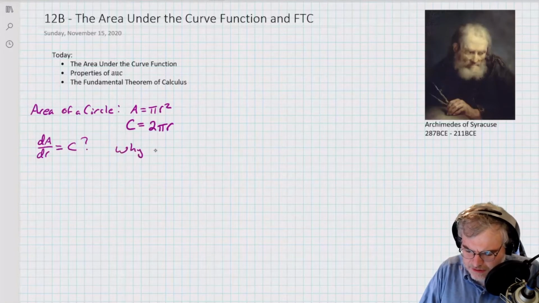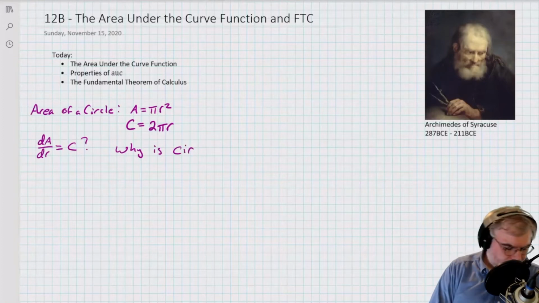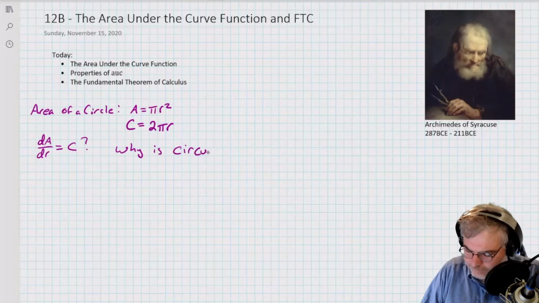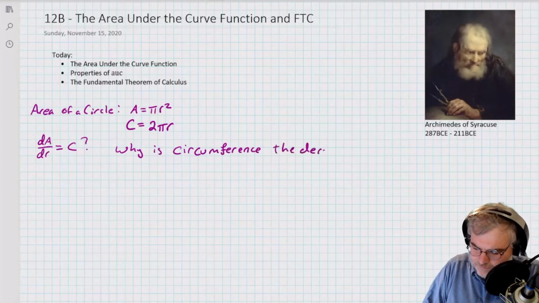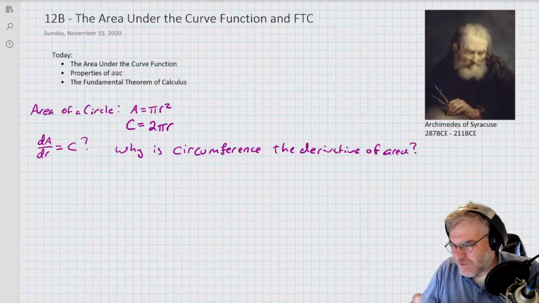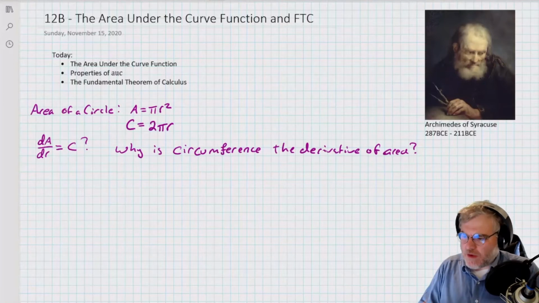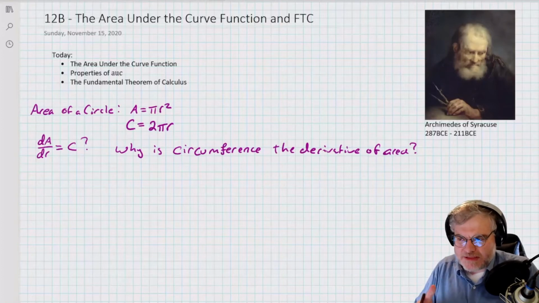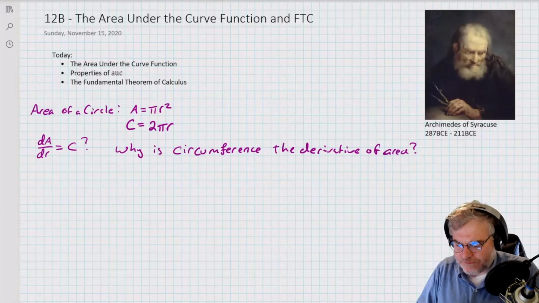Why is circumference, which I can never spell, and I should probably learn how to spell that word, circumference, why is circumference the derivative of area? That's kind of weird, isn't it, when we think about it? And that's the nature of the thing we want to talk about. Why is the derivative of the area contained within the boundary the measure, in some sense, of the boundary? That's kind of weird.